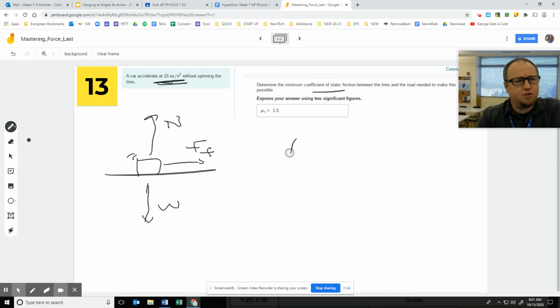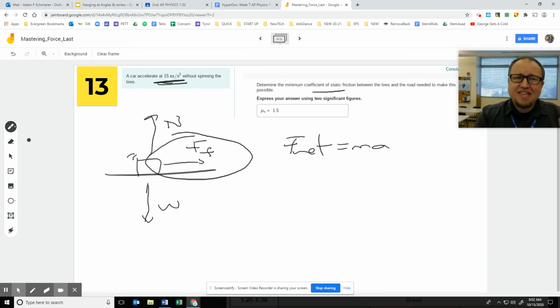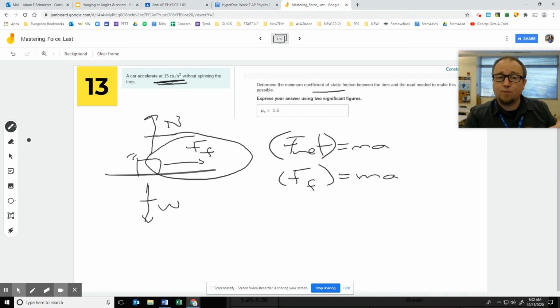They give us acceleration, so I know I'm going to do F net equals ma. I want to give you a strategy. From my picture, what is my F net? It is the friction force. That thing right there is my F net. Watch this. If the friction was 12, what would my F net be? 12. So the friction force is the F net in this problem. They're equal to each other because the normal and weight cancel each other out, and we're just left with friction. The equation for friction is mu times normal.